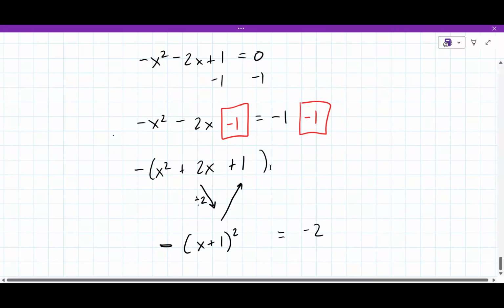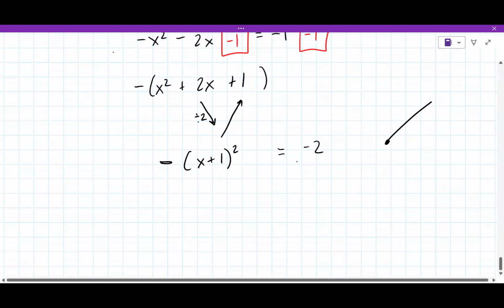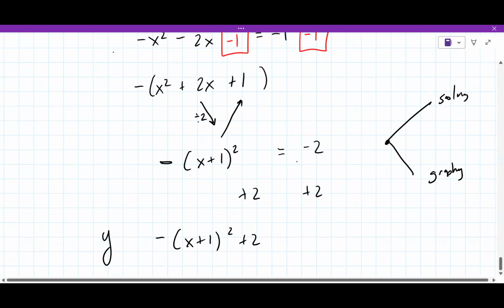Now, if you're solving this, you would do something different. It wants you to graph, but basically there's two forks in the road here. For solving, you do one set of steps. For graphing, you do another. For graphing, you're going to add 2 to both sides. And you get back to your result here.